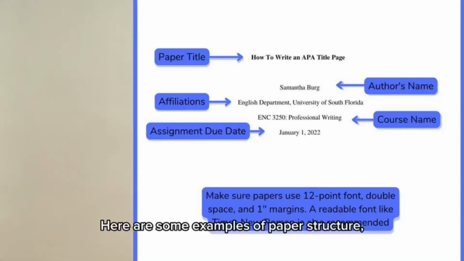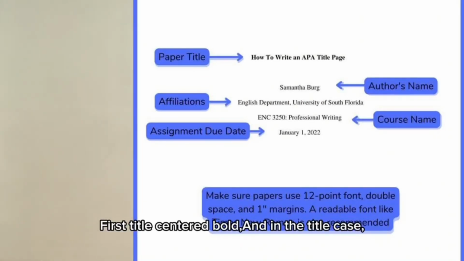Definition: the APA format is a widely used style guide for writing academic papers, particularly in the social sciences, education, and psychology. It provides guidelines for paper structure and text, citation, and references to ensure clarity, consistency, and proper attribution of sources. Here are some examples of paper structure.